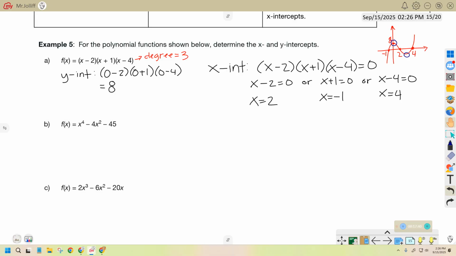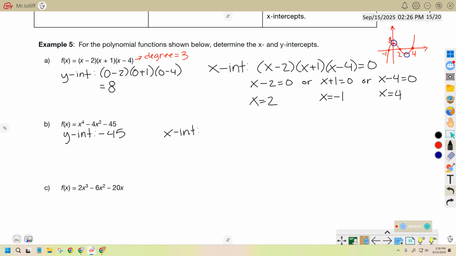Next one says f of x equals x to the 4th minus 4x squared minus 45. We haven't, but we can. What is the y-intercept, Bruno? It is negative 45. Very good. If it's in standard or general form, it's just the constant term. Good. The trade-off. The x-intercept is less direct.